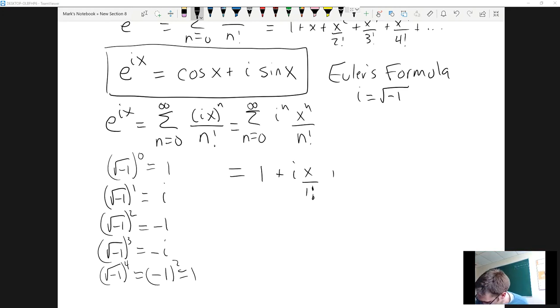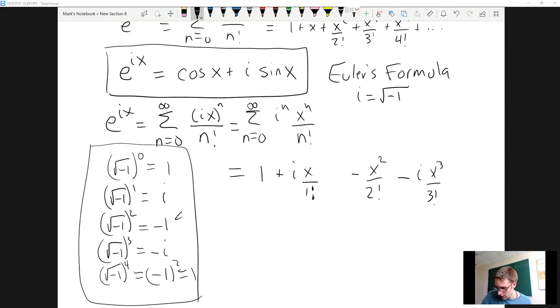And then the next term will have i squared, which we said was -1. So it'll be negative x squared over 2 factorial. The next one will be negative i times x cubed over 3 factorial. And again, I'm just plugging in these products to simplify the a to the n term. Everything else is just like the regular e to the x.